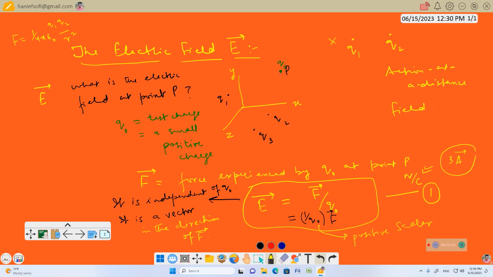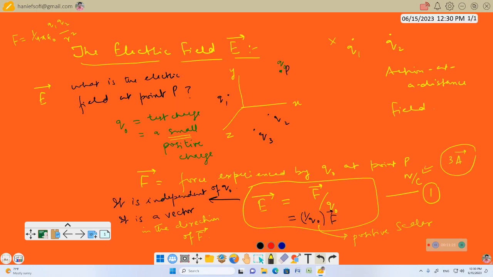So when I take this test charge to point P in order to find the electric field due to some given charge distribution, I have to ensure that taking the test charge to point P should not affect the distribution of source charge. Therefore, this test charge is taken as a small quantity so that when you take it to point P, it doesn't affect the distribution of source charge, right?